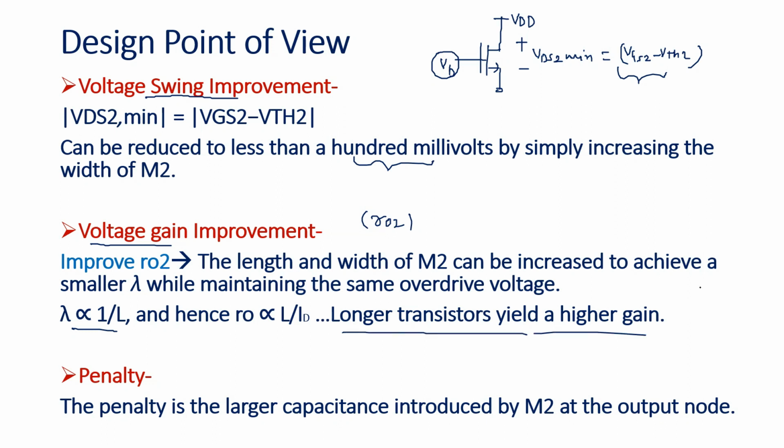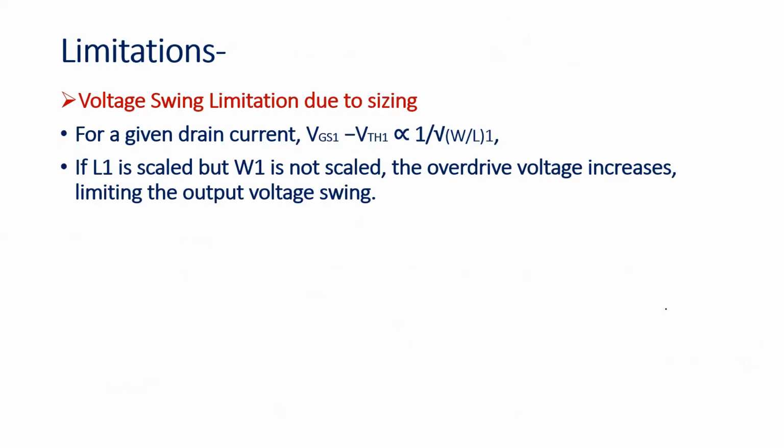But the penalty is that larger capacitance will come into the picture. I already discussed this. If you increase the length and width, the capacitance is some K times COX WL, which means the area is multiplied. So if the area is increased, the capacitance will increase, and then other issues will come into the picture. The output voltage swing will again be disturbed. So this penalty is also a limitation, and this is another limitation that I mentioned separately: the voltage swing limitation due to sizing.